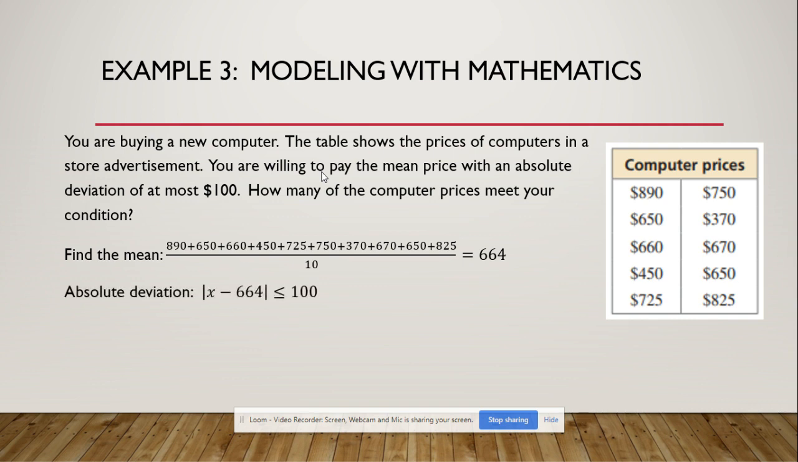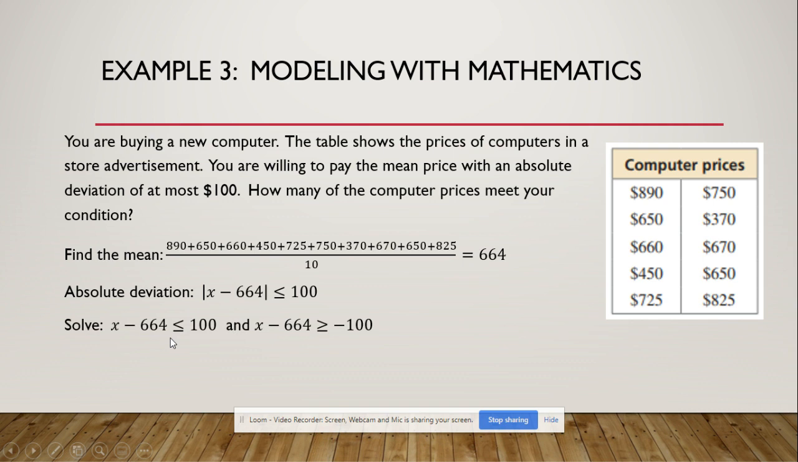So here's how we write that. This absolute value right here is our absolute deviation, x minus the 664, and we want our deviation to be less than 100 away from that average cost. All right, so to solve this, we're going to create our compound inequality. We are using the absolute value as less than, so we combine it with the word and.